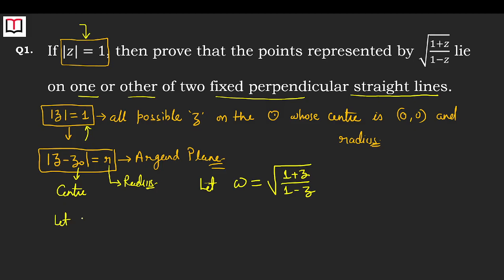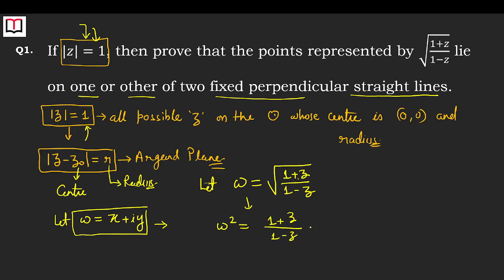Since we have to find the locus, omega is x plus iota y. So we have to find the locus of omega, not z. See, the z locus is given to us. It's on a circle with unit radius. Now omega is x plus iota y. Now let us try to look at it. If I square both the sides, omega square is nothing but 1 plus z over 1 minus z. So I can write it as minus z minus 1 over z minus 1.